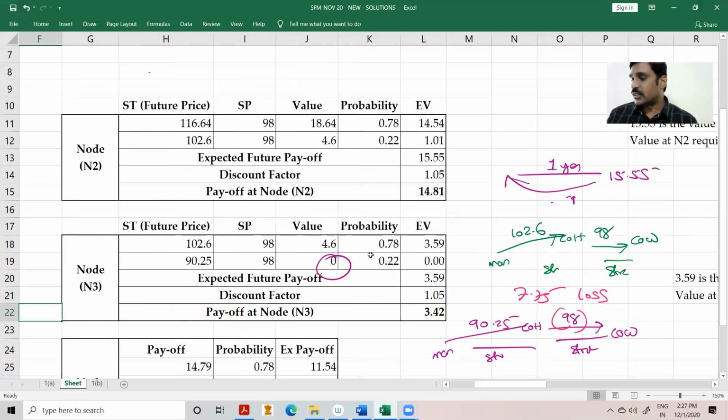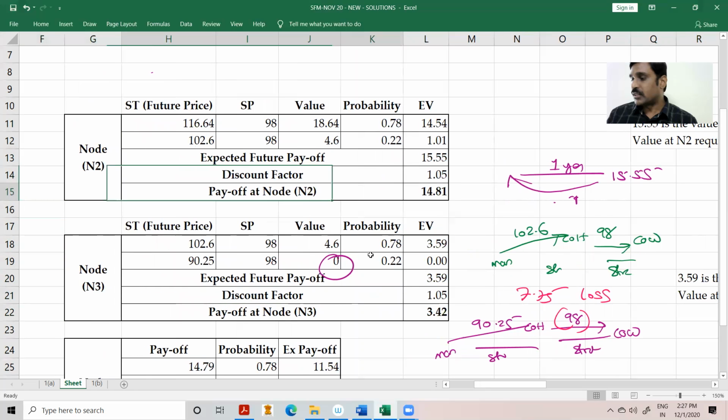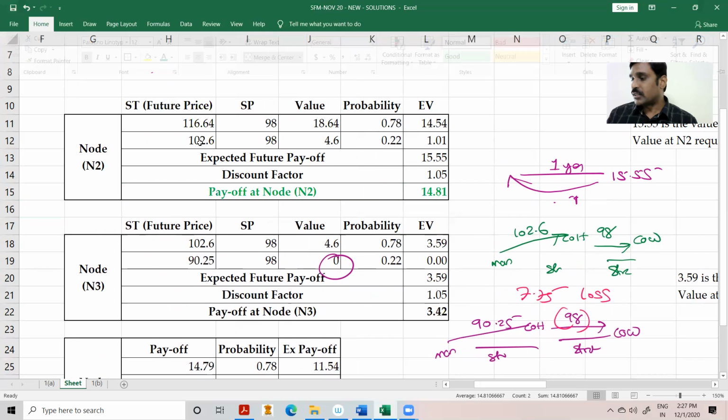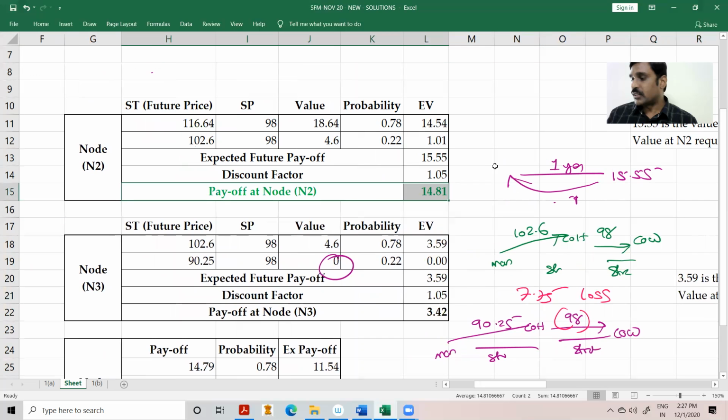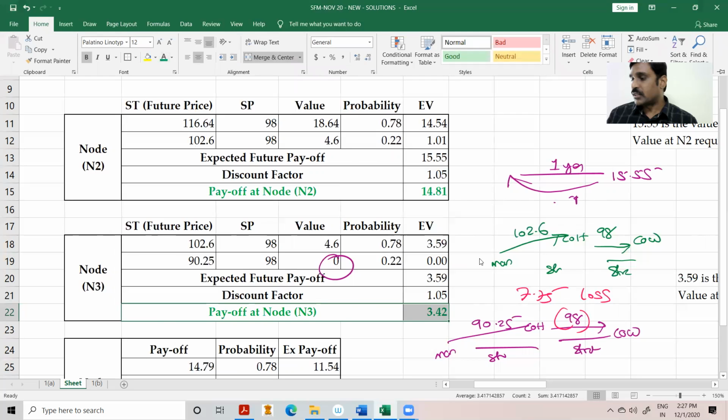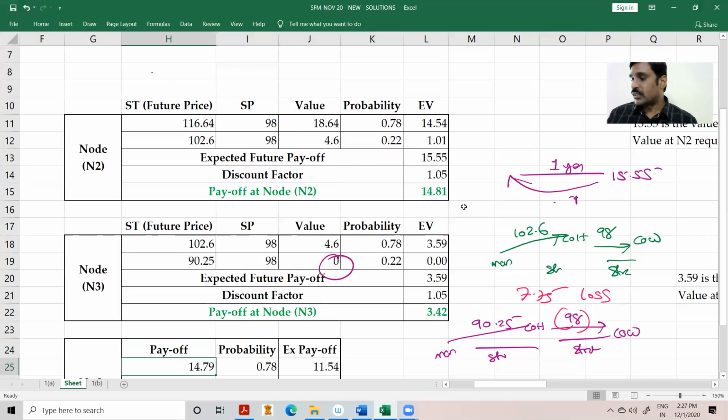So the value at node 1 is equal to 1.48. This is also one of the answers. Let me put it in green color, so it will be clear what the main answers required in this question are, and what the background calculations are. In the exam, you can put the main answers in a box. Payoff at node 2 is 14.81, and payoff at node 3 is 3.42.